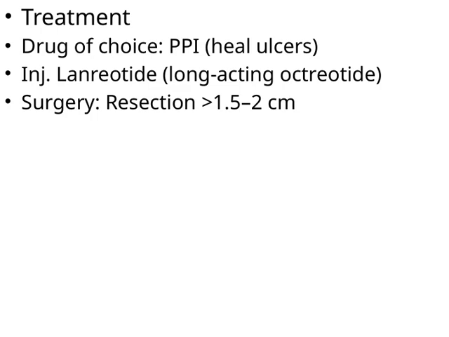All right, let's talk about the treatment options. The drug of choice here is a PPI, or proton pump inhibitor, which is mainly used to help heal ulcers by reducing stomach acid production. This is often the first step in managing the condition effectively. In addition, we have lanreotide, which is a long-acting form of octreotide. This medication helps control symptoms and can slow down certain tumor activities, making it a valuable part of the treatment plan. When medications aren't enough, surgery becomes an option.